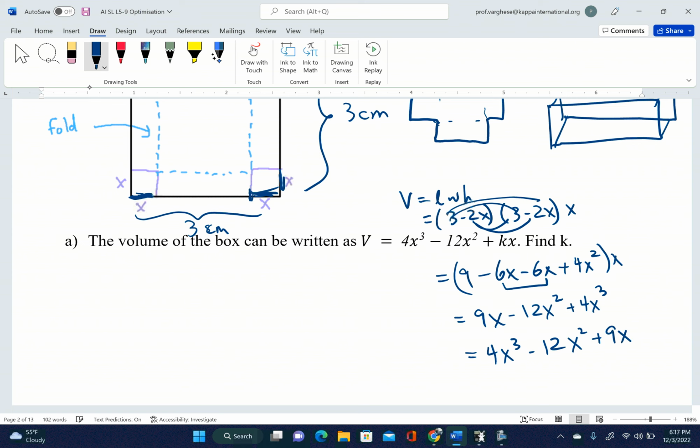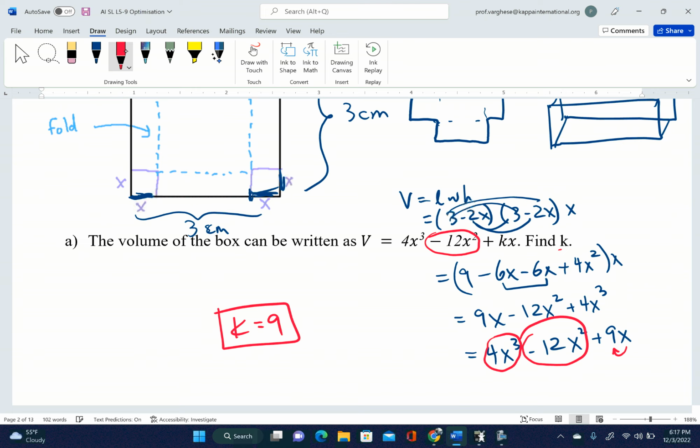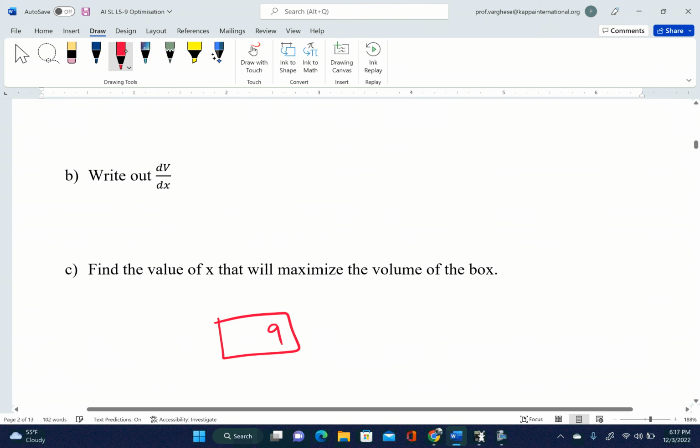Okay, so now all it is is a little bit of matching. The volume of the box can be written as 4x to the third. That's what I have. Negative 12x squared, that's what I have as well. And then here it says kx, and I'm looking to find k. The number in front of the x is 9, so I know that k is equal to 9 based off of what I just did. Now here I'm going to find dv dx.